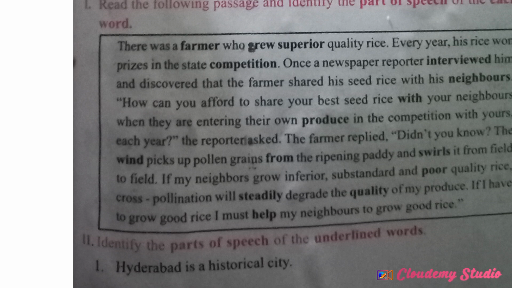Then we have the next one. The farmers replied, don't you know the wind picks up pollen grains from the ripening paddy. Wind is here a noun. Picks up pollen grains from, again from is considered a preposition. The ripening paddy and swirls it from field to field. Swirls it means dispersing it. So again it's a verb.